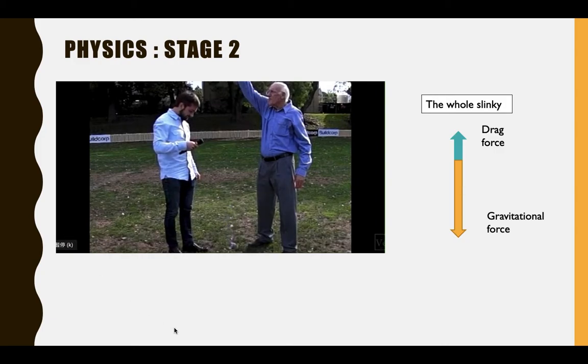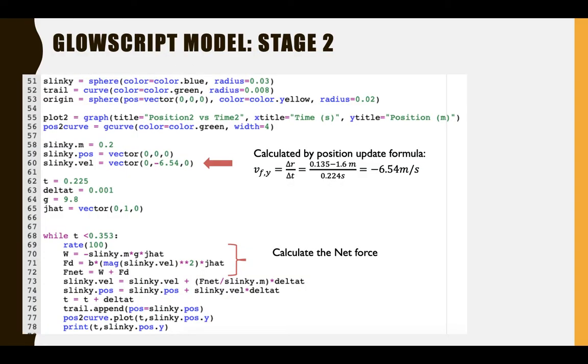As you can see, the whole Slinky falls down as a whole. It experiences only two forces, the gravitational force pointing down and the drag force pointing up. Here's the GlowScript for stage 2. First, the important thing here is that the initial velocity is calculated by the position update formula. In the Y position, it is delta r divided by delta t, which is minus 6.54 meters per second.